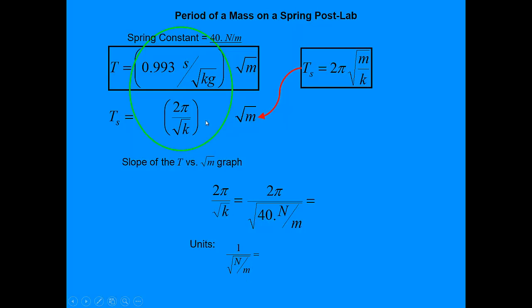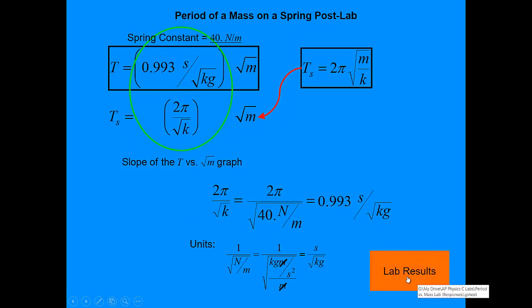Doesn't look like our units of our slope, but remember, a newton is a kilogram meter per second squared. So the meters cancel. A square root of a second squared is a second, and it flips up to the top, so we do get units of seconds per square rooted kilogram, just like we did in the experimental part of the lab. And 2 pi over the square root of 40 is 0.993. That's where I got this number.